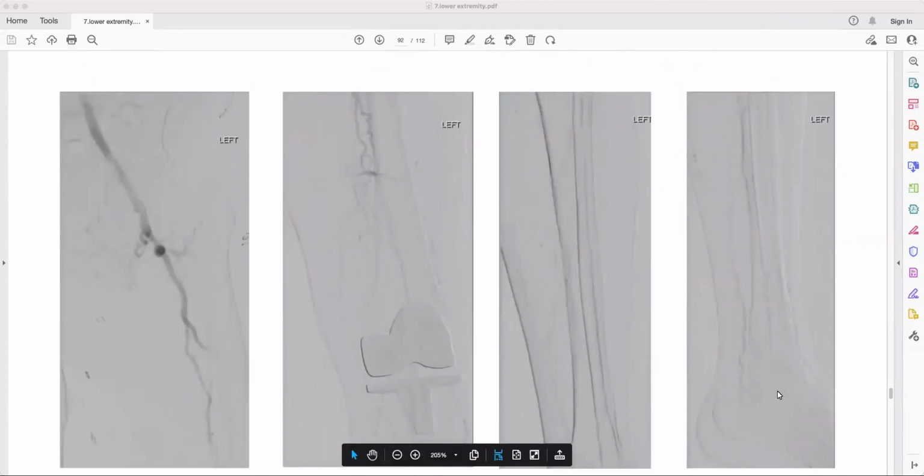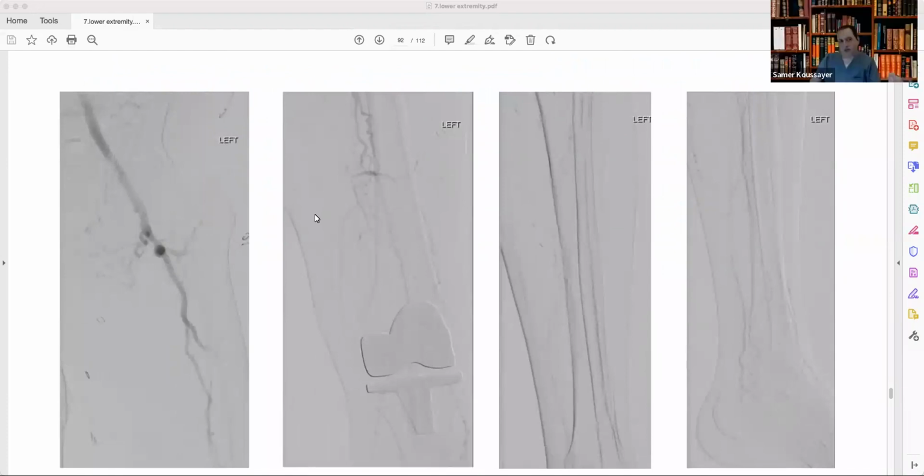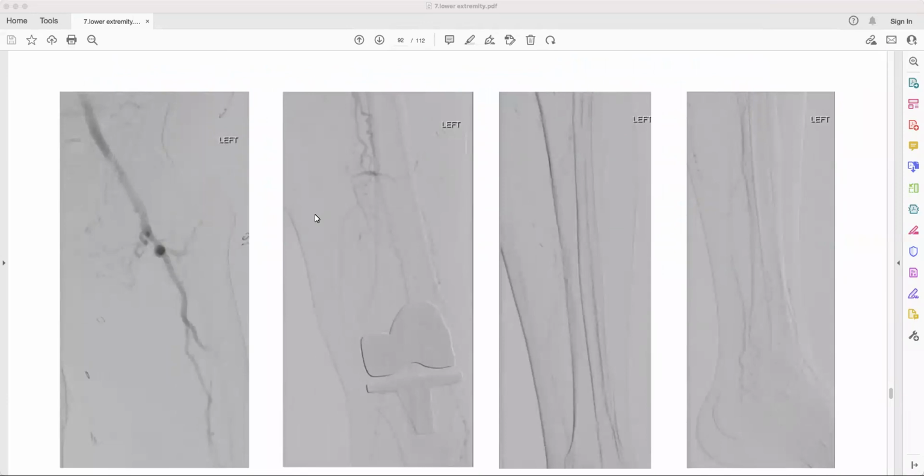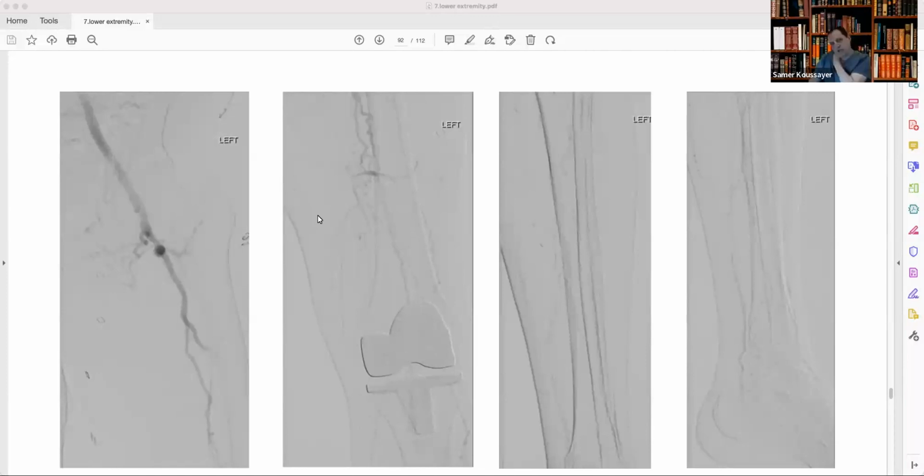The choices: endovascular or surgery? Within the endovascular, it's too long. I will not even try that because of the flush occlusion of the popliteal. So most probably we're going to do a bypass in this patient. This is the only way you can salvage his leg, especially since he's a young guy.